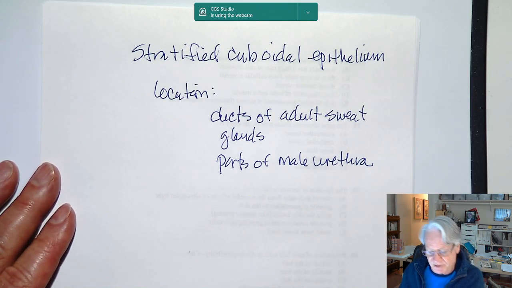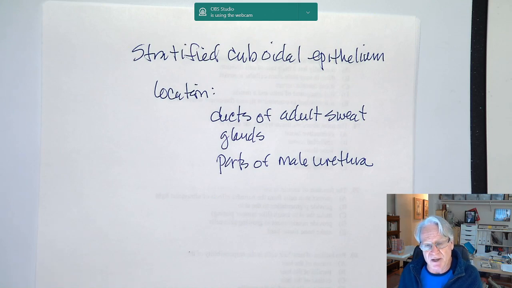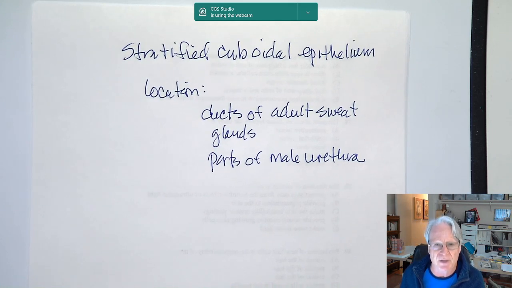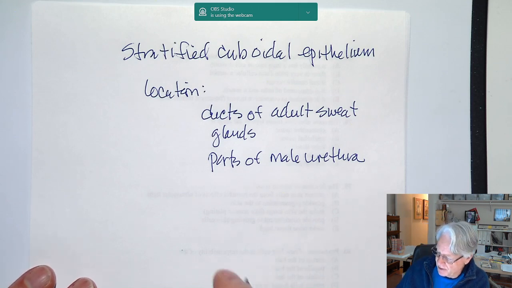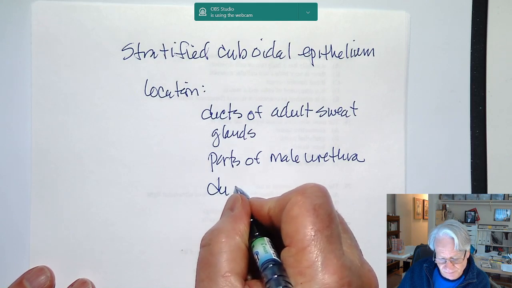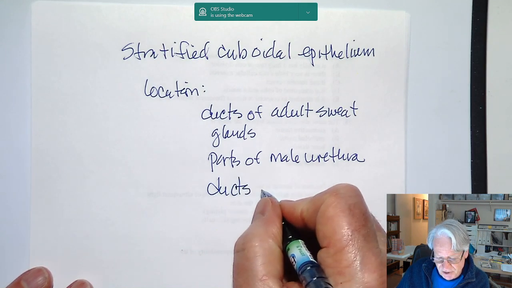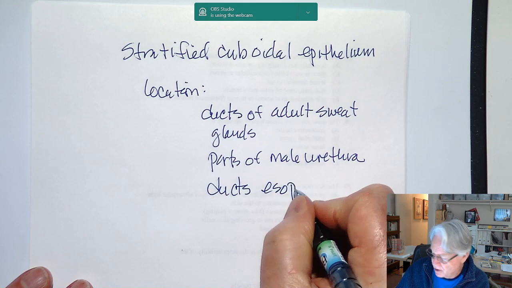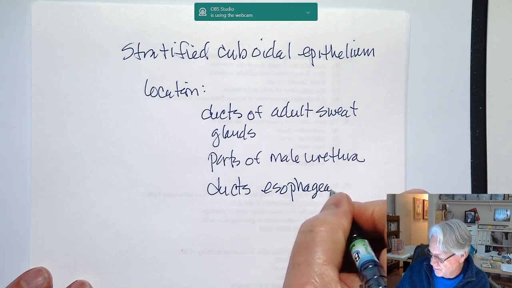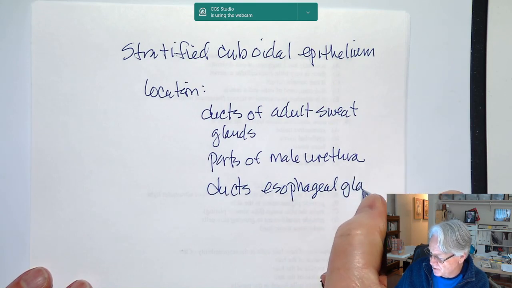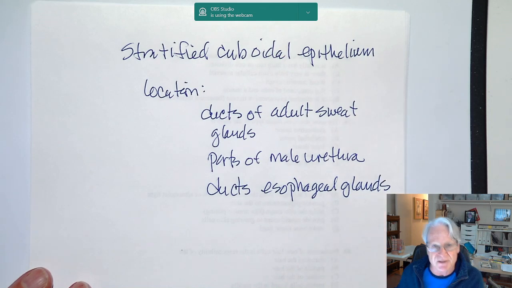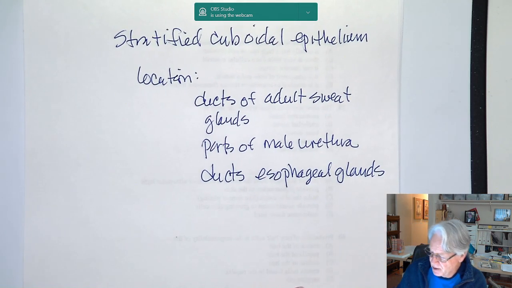And why just the male? It's because the male urethra is longer than the female urethra, because we have a penis, and that extends the length of the urethra. And then ducts of esophageal glands. So we have a mixture in the esophageal glands of both stratified columnar and stratified cuboidal.